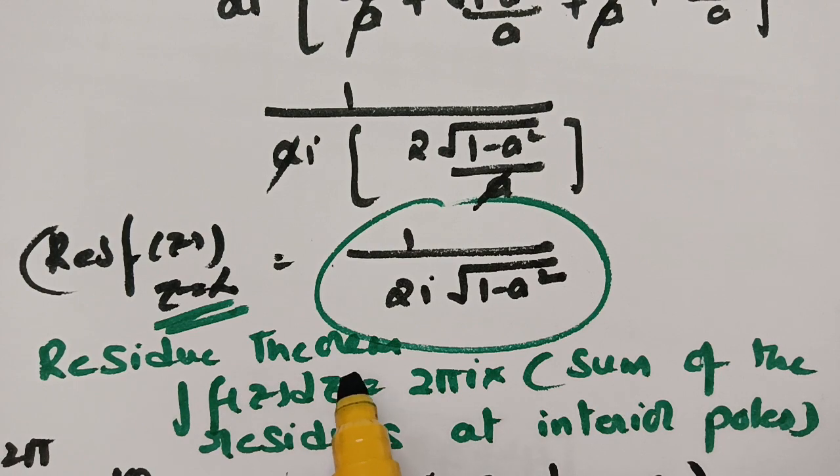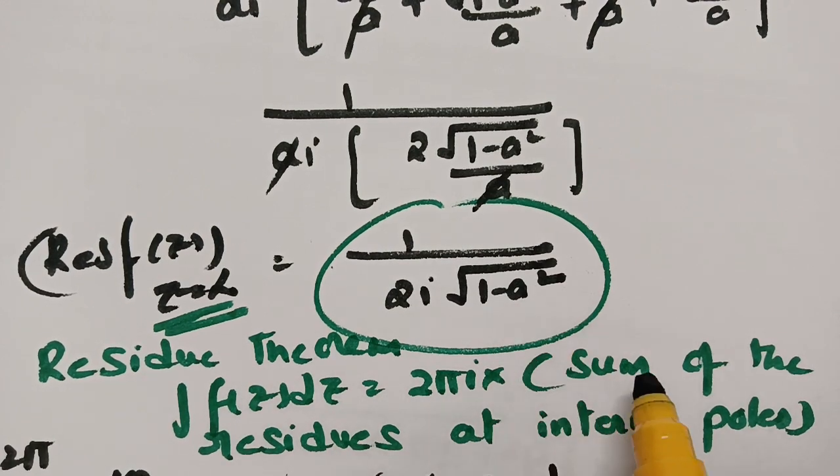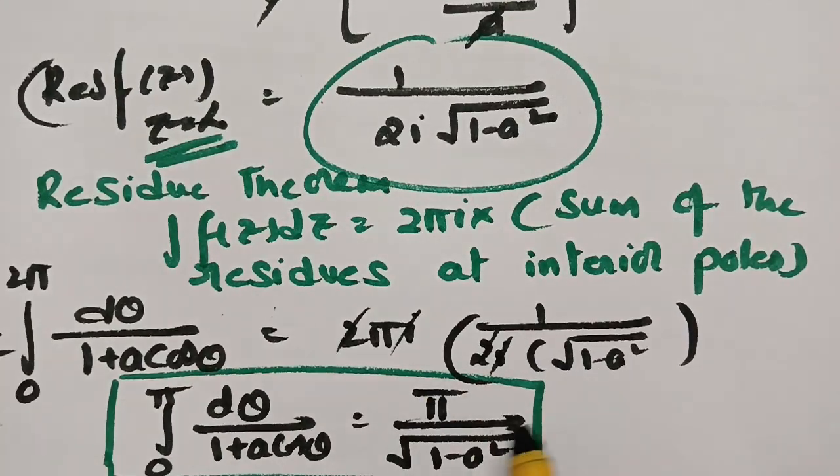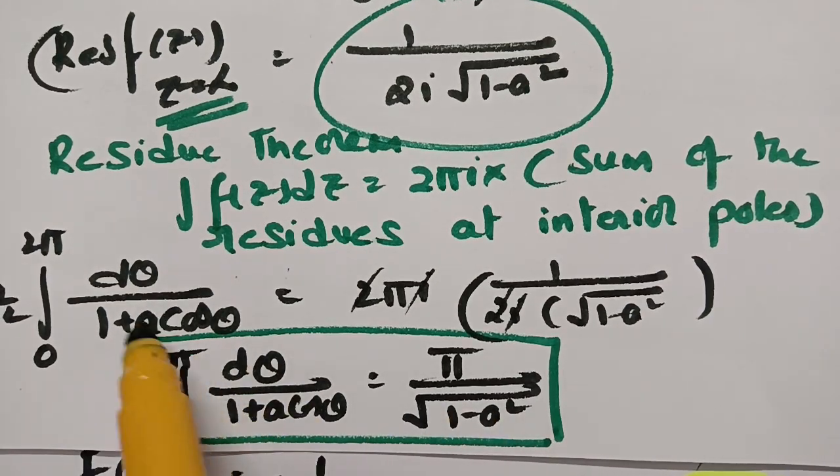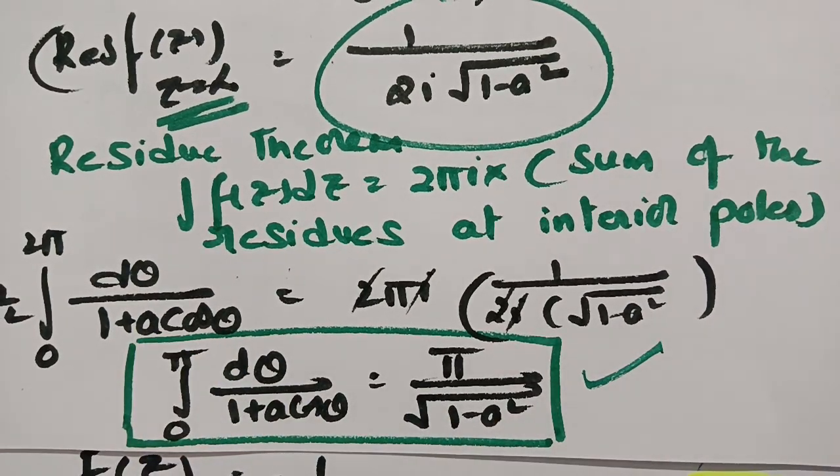Now I have to apply the residue theorem, that is 2 pi i into the residue value at the interior poles, which is nothing but this one, and this is how we have to solve. Both the integrals are the same, and therefore we got the value as this.